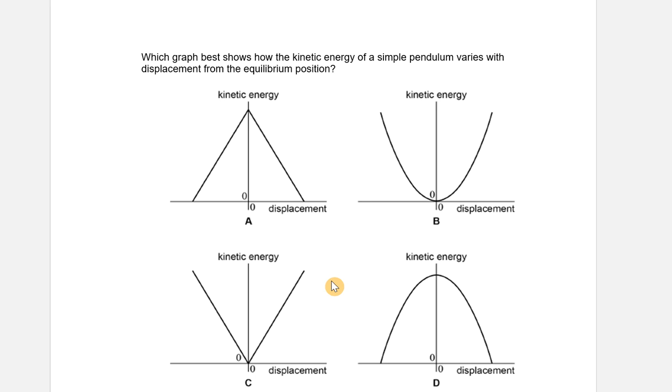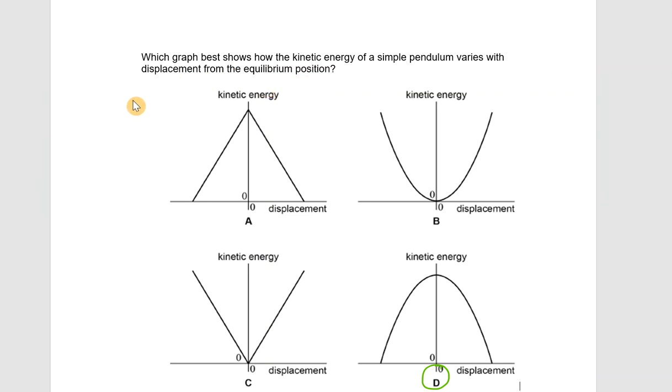Hello, here's another AQA A-level physics question on simple harmonic motion. If you want to try to answer this question yourself, pause the video now. If you got the answer D, well done. Okay, which graph best shows how the kinetic energy of a simple pendulum varies with displacement from its equilibrium position?